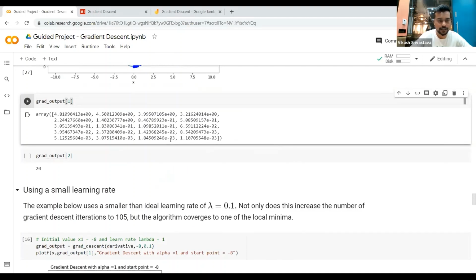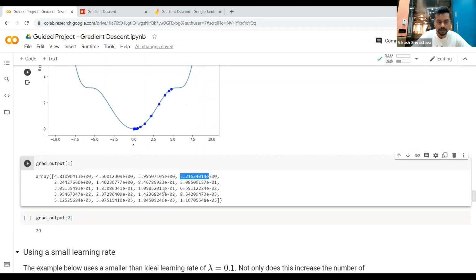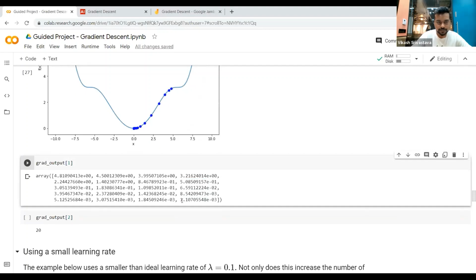So now, as you can see, these are essentially your x's. At the end of the first iteration, the x took the value of 4.8, which is this particular point. Then it took the value of 4.5, which is this particular value. Then 3.99, which is this value. Then 3.21, which is this value. Similarly, we kept descending.